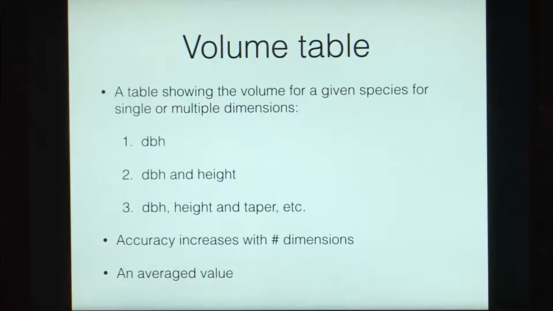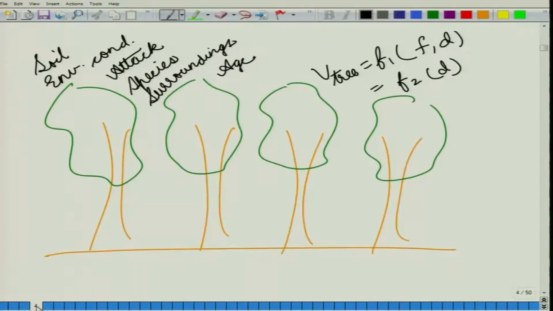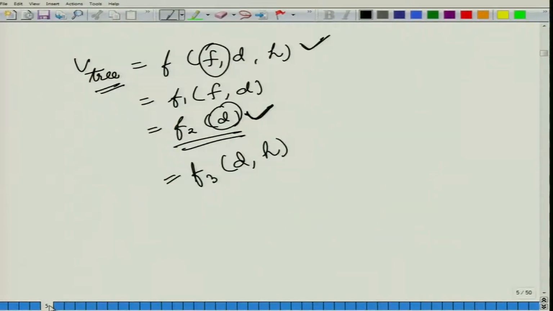Or it could give you... So, you can even write it as another function that is just based on the diameter and the height, because you could say that for any site f would be a constant if we are considering a very small locality. So, for instance, here we said that when all these conditions are the same, then we can say that f is constant for all these trees. So, we can even remove the f and just write it as a function of diameter and height.